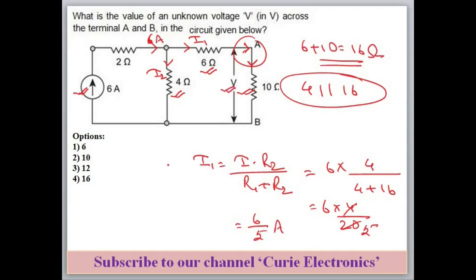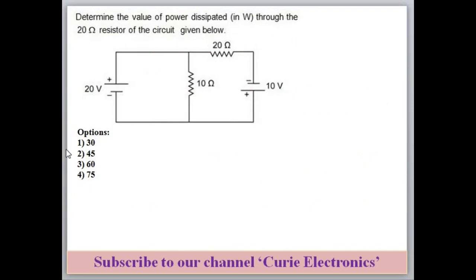Now we have to calculate V. V is equal to IR. I into R. Your I is 6 by 5 and R is 10 ohm. 5 into 2 is 10, 6 into 2, 12. 12 volt is your answer. It was easy. Next question.